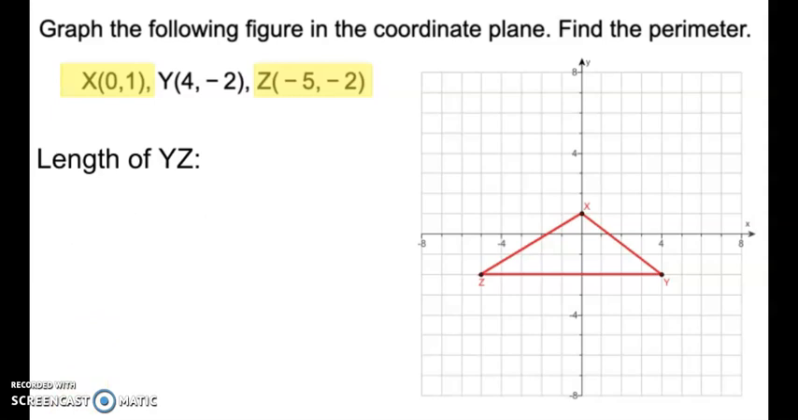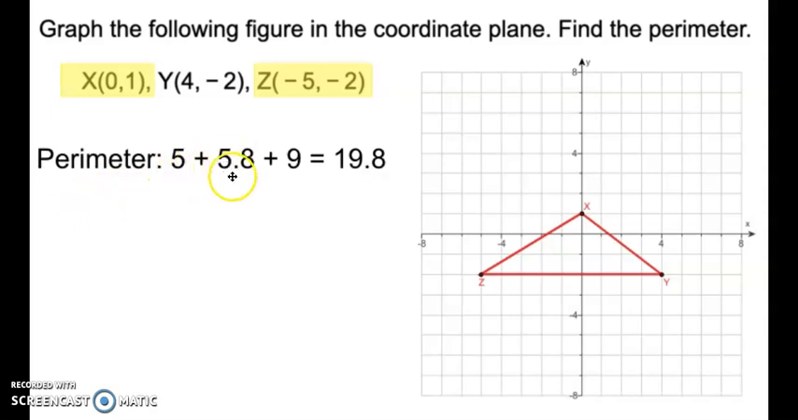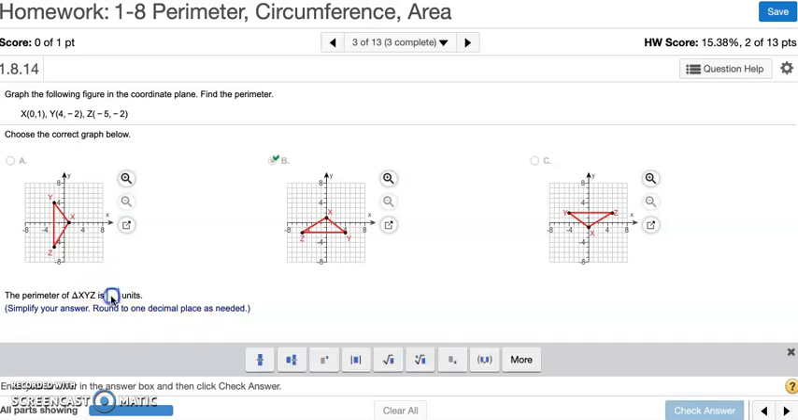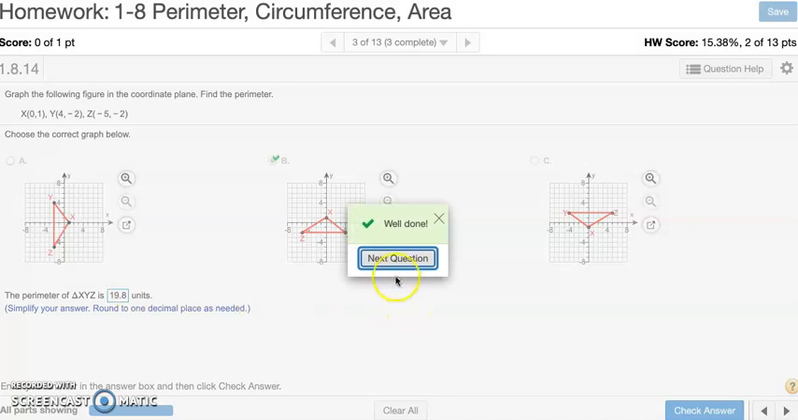The length of yz is easy to find. We can just count the spaces, so counting over the spaces, it has a length of 9. So that one was easy to find. Now we just add up our three lengths of 5, 5.8, and 9, and we get 19.8. So let's type it in. Remember it says to round to one decimal place, so we have 19.8. And that's number 3.